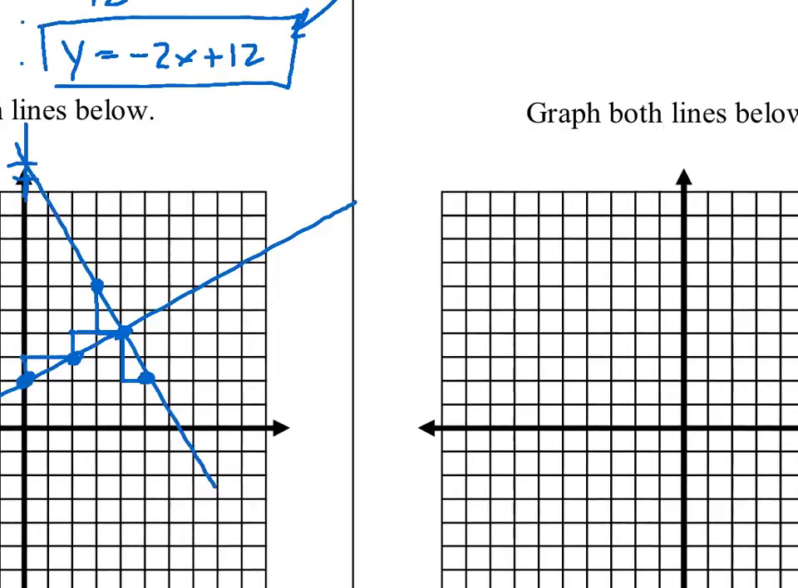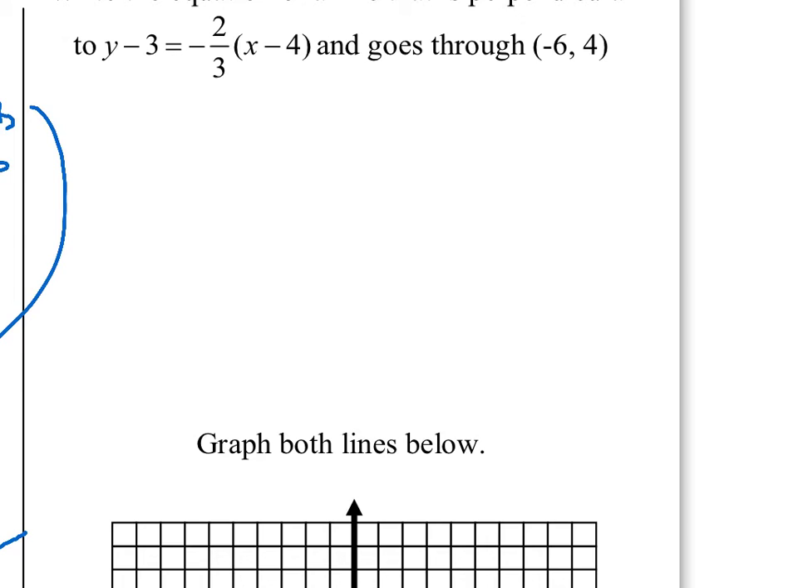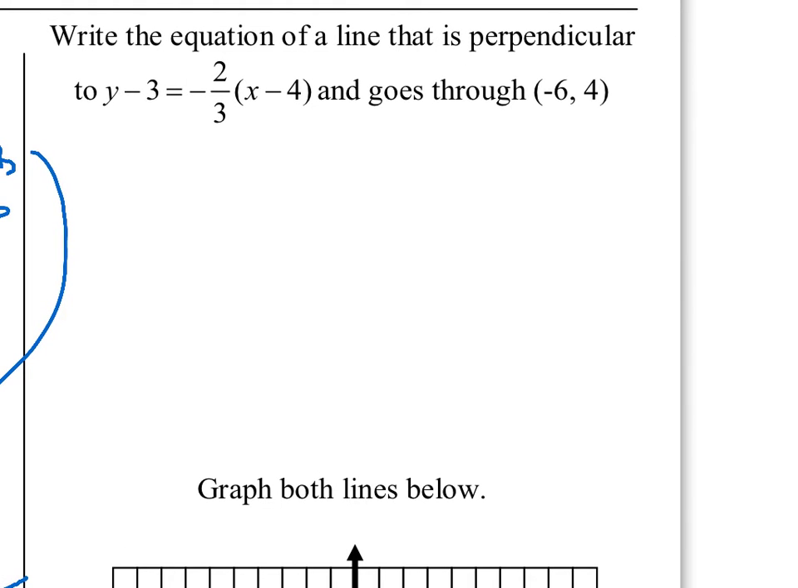All right, we'll do one more. Okay, looking at this equation. I need to find a line that is perpendicular to this equation. Do I already know the slope of this equation? Yes or no, do I already know the slope of this equation? Okay, most of you are telling me no. So what do you think we need to do?